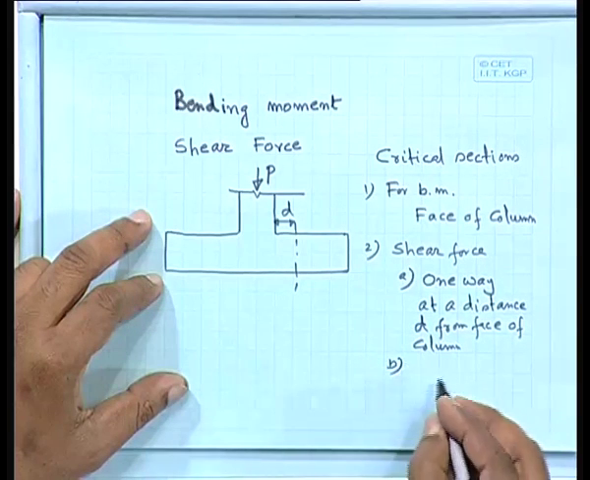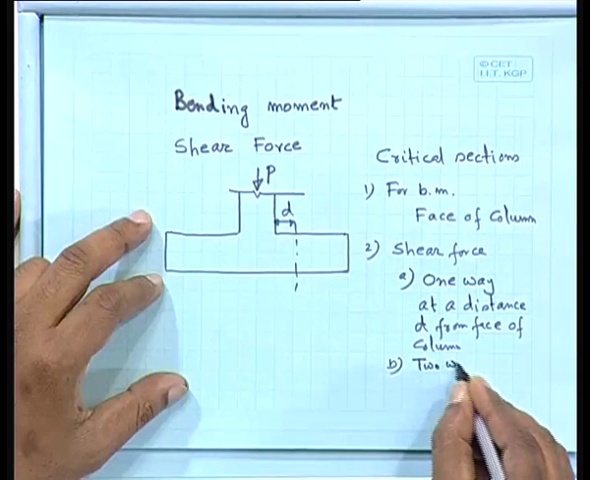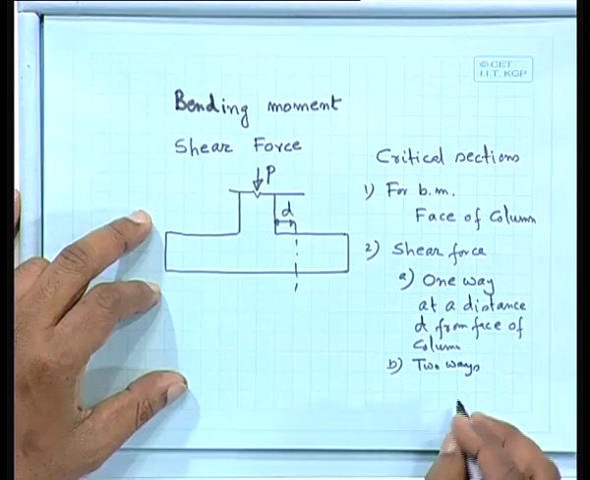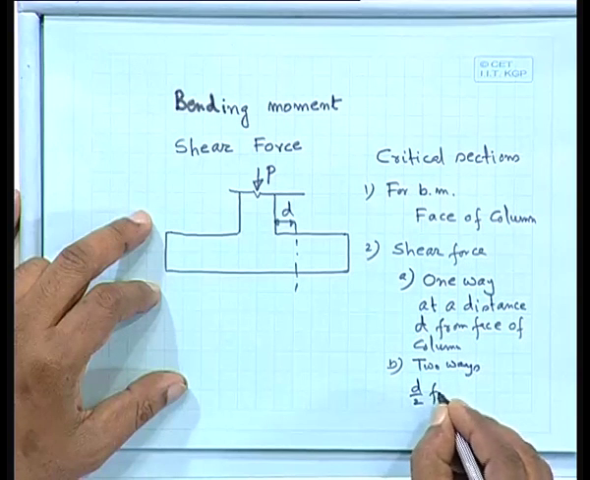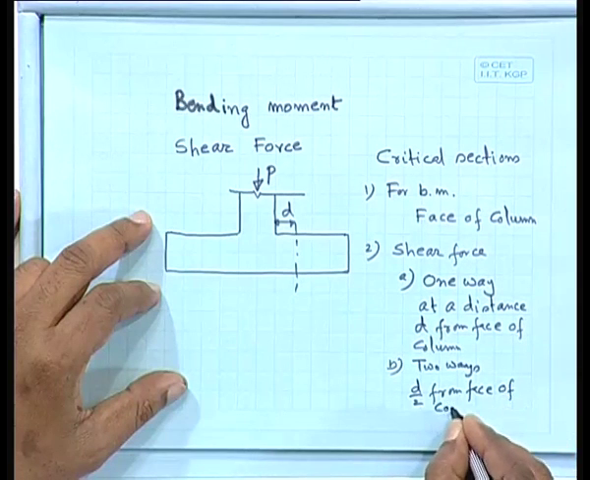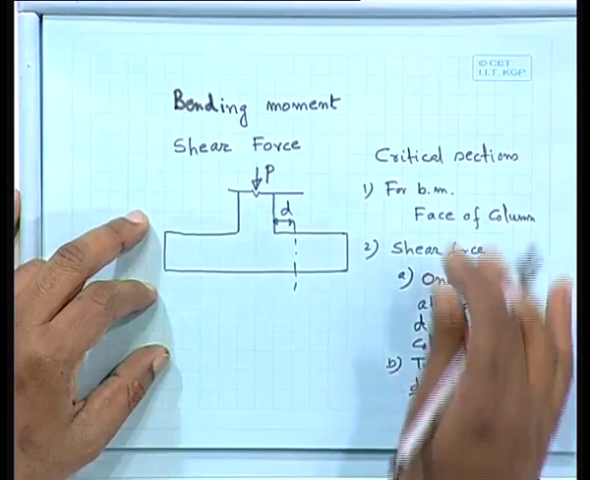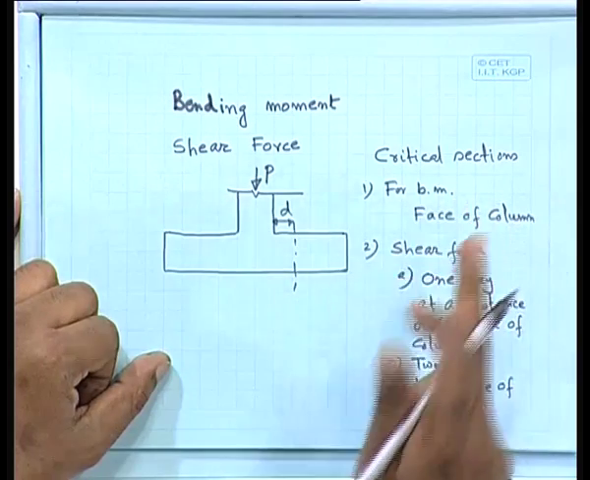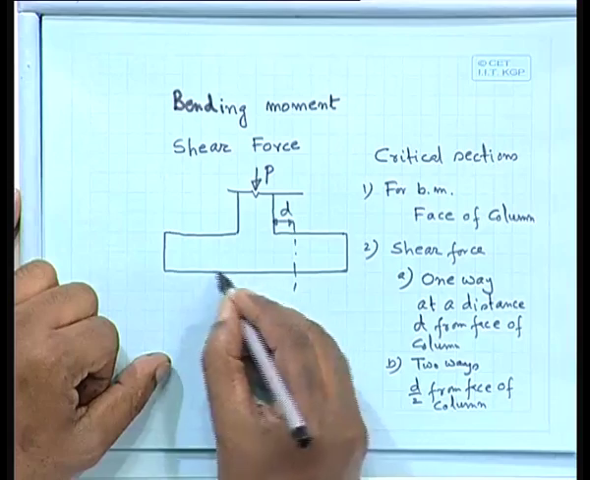The other one is called two ways or punching shear. In this case, it is at d by 2 from face of column. So, these are the three cases that you have to consider. We can start with the bending moment. We can calculate bending moment at this face and find out.